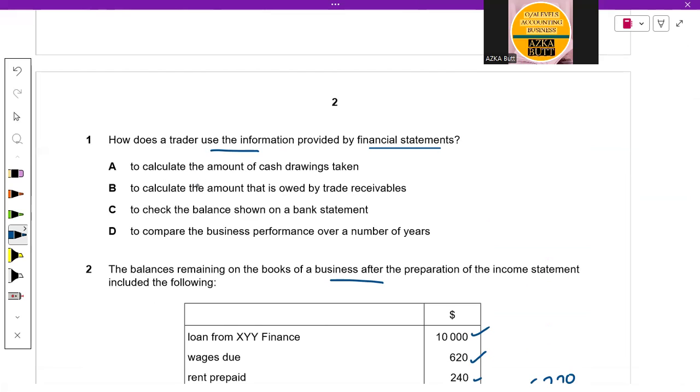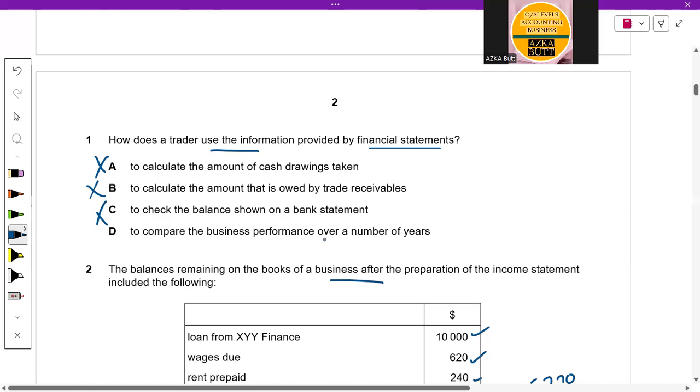Option A is to calculate the amount of cash drawings taken. Cash drawings are typically tracked separately and are not a primary use of financial statements, so this is not the right option. B is to calculate the amount owed by trade receivables. Trade receivables are shown on the balance sheet, but calculating them is not the main purpose of financial statements. C is to check the balance shown on the bank statement. Again, bank statement balances are not directly compared to the financial statements for this purpose.